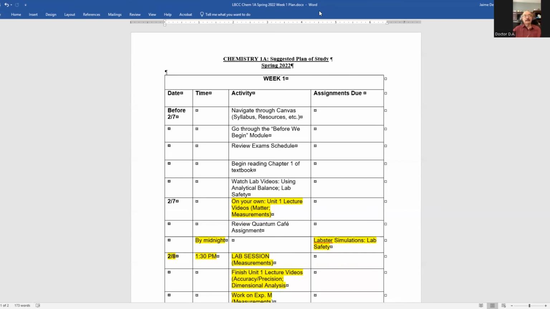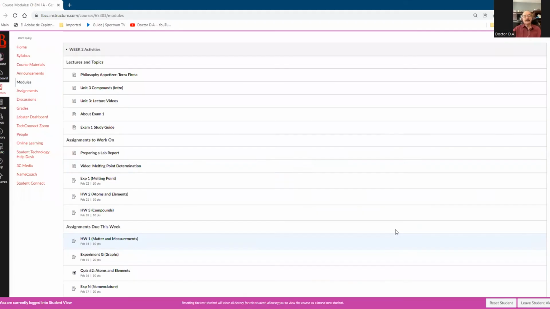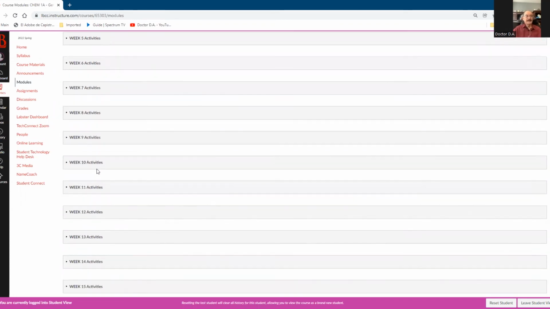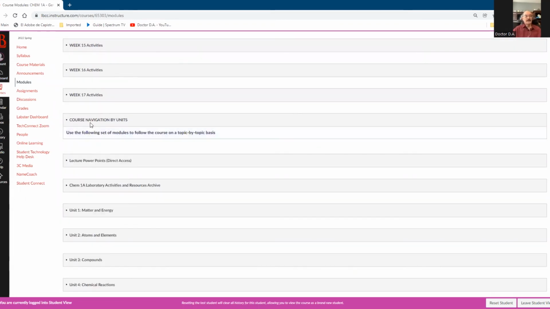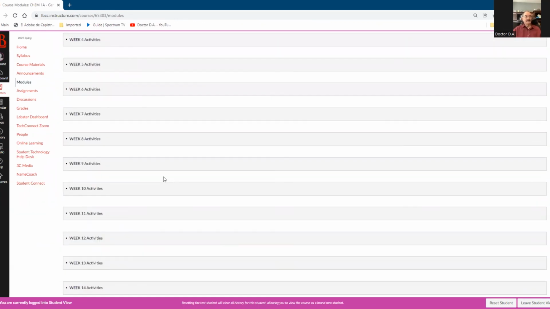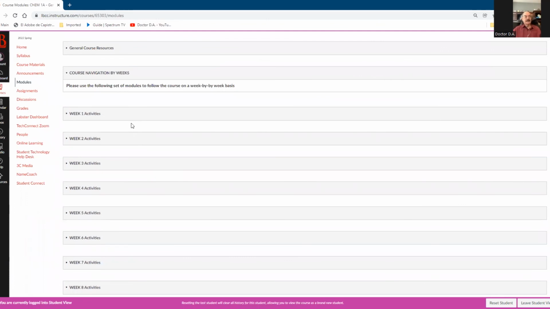All right, so going back here to our course modules, again, remember that we do have this week by week set of activities. And then in the bottom section, we have a block of modules where you have it organized by units. I strongly recommend you stay on top of these every weekend. Take a look at what are the activities for the next week. I have posted that suggested study plan, download it, have it ready, and plan out your week.